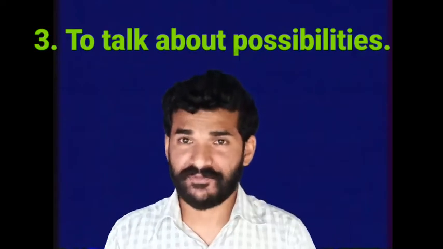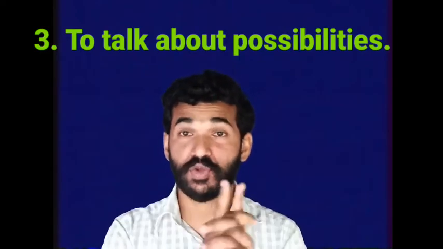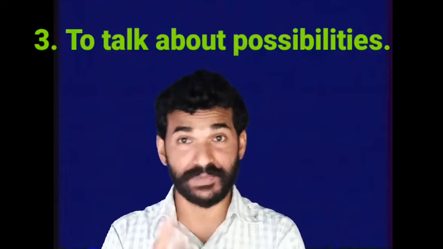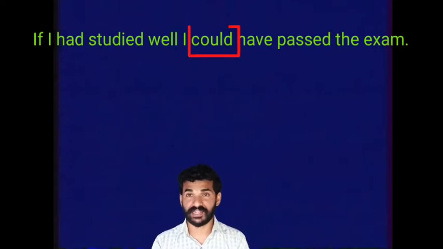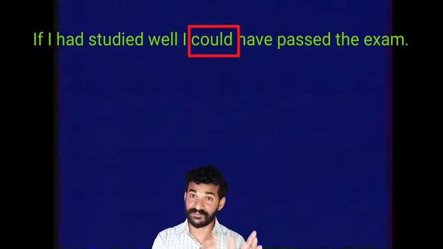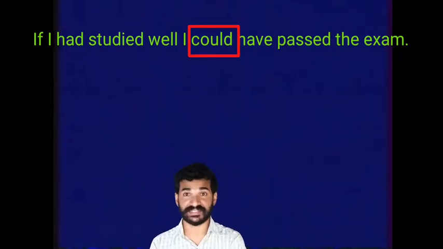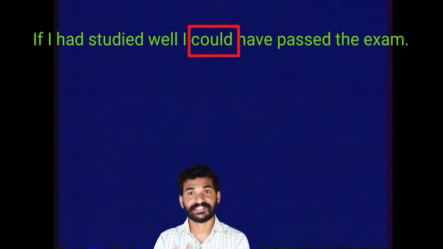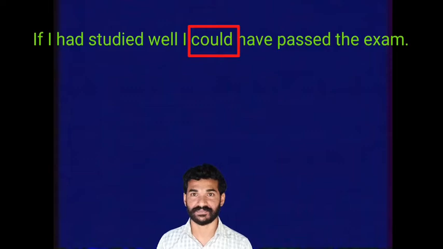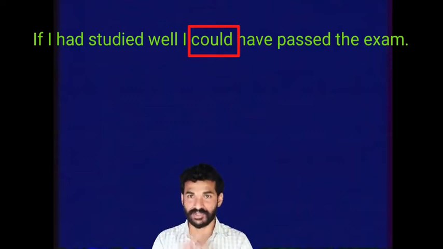Do you remember in my first or second class I taught you about could have plus verb 3? That was about possibility. Do you remember that? If I had studied well, I could have passed the exam. Here, it's about possibility. You did not study well, so you could not pass the exam. It was possible, but you did not do it.